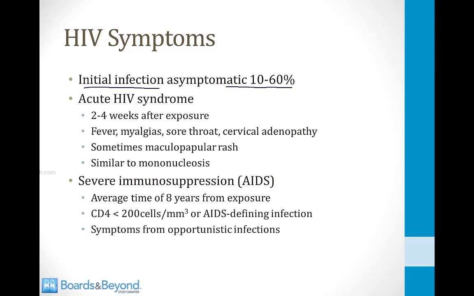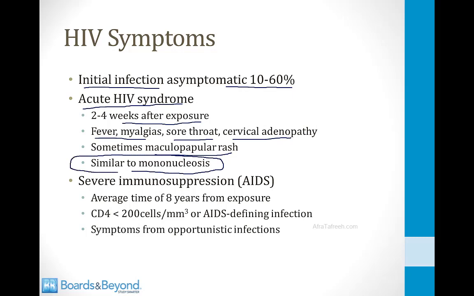Some patients develop an acute HIV syndrome. This occurs a few weeks after exposure to the virus. They will have fever and myalgias, also a sore throat and cervical adenopathy. Sometimes they get a maculopapular rash, and this is very similar to mononucleosis caused by the Epstein-Barr virus. And you have to have a very high degree of clinical suspicion to diagnose this. Otherwise, most physicians will think it's just a case of the flu or a virus, and they will not look for HIV infection.